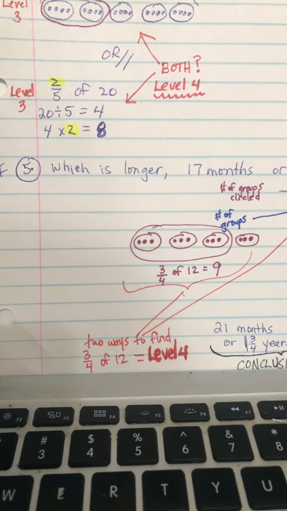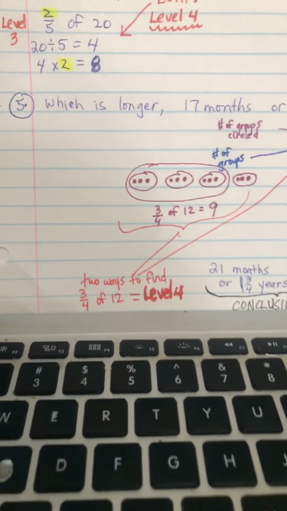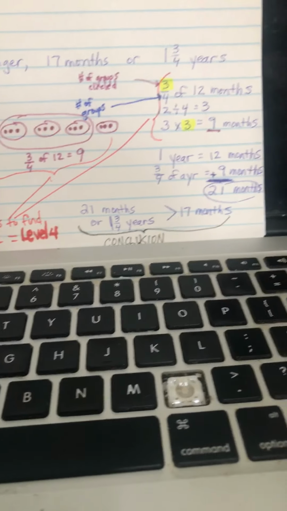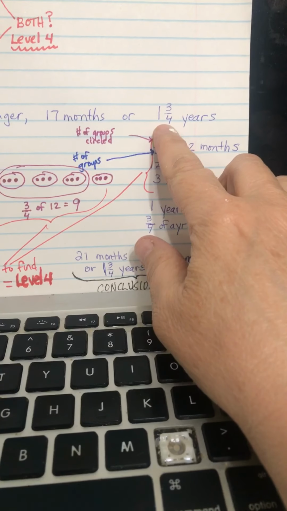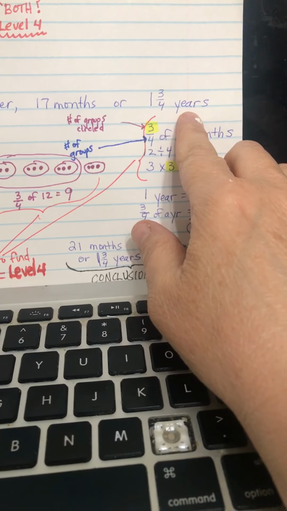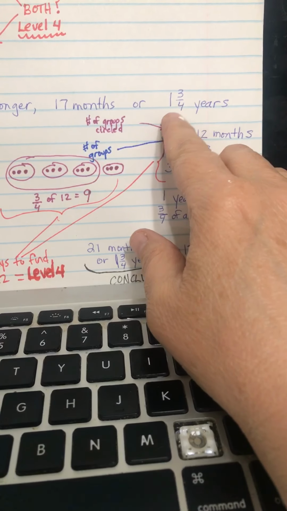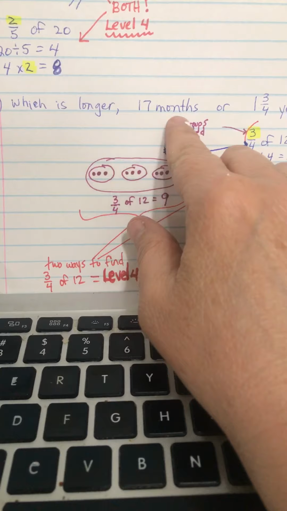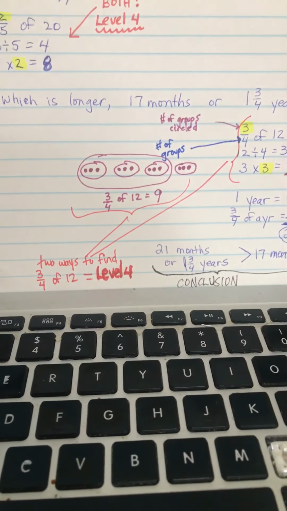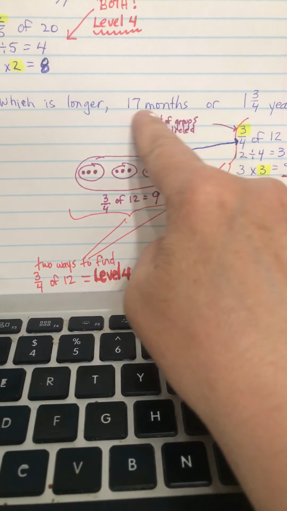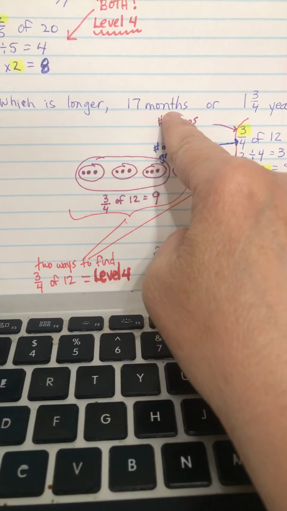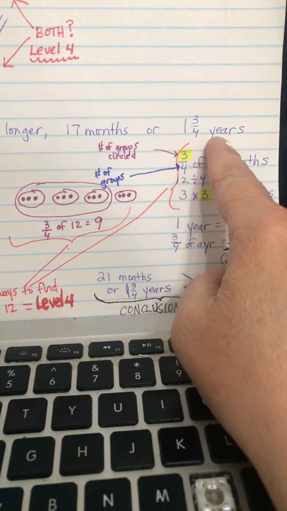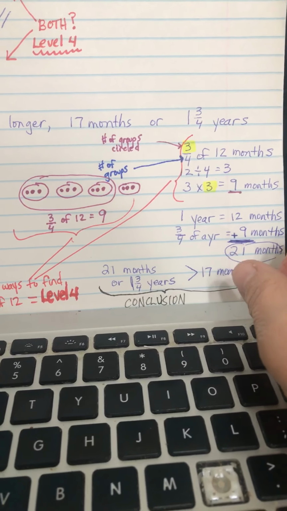Question number 5. Is kind of similar, but now we're doing a little bit of problem solving. It's not just simply saying how many months is 1 3/4 years. It's asking us to compare 1 3/4 years to 17 months. You don't have to do anything to the 17 months, it just is already written in months. But you do need to convert 1 3/4 years into months.